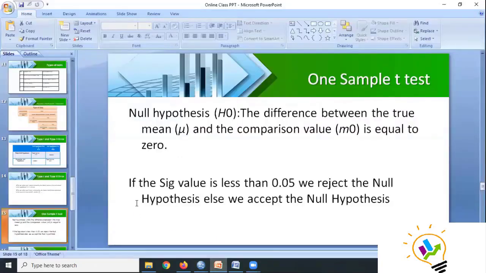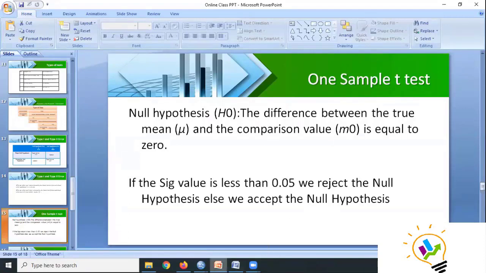You can see the hypothesis. If the significant value is less than 0.05, we reject the null hypothesis. Else, we accept the null hypothesis. What is this 0.05? This is the significance level, because already I said I am taking type 1 error as a base. Yes, sir. At 95% confidence interval, I am assuming the significance level as 5%. If the significant value in the test is less than 0.05, we reject the null hypothesis.